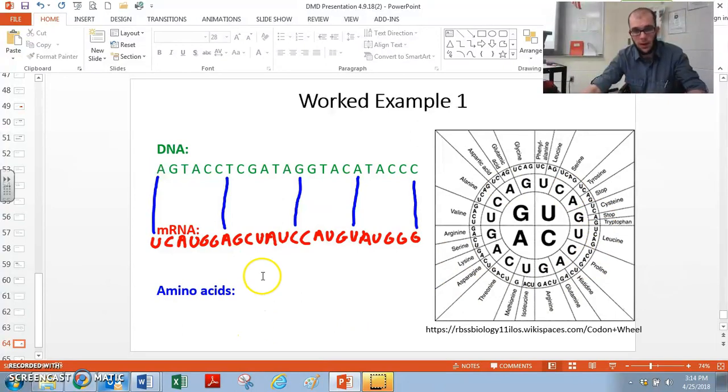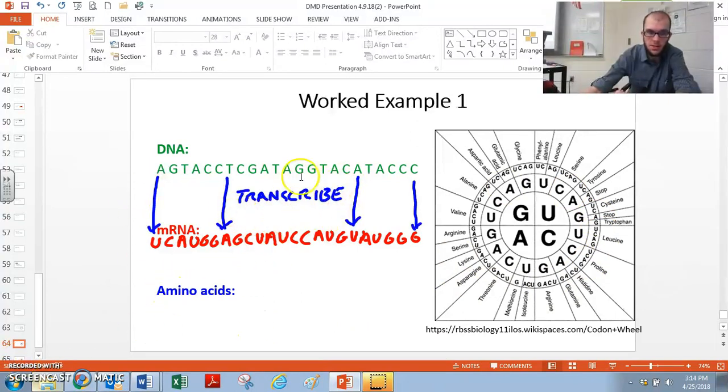So now that we've got our mRNA, we've just transcribed this. So this is called transcription. We just transcribed the DNA into RNA, okay? What we need to do now is translate it using this chart. So here's how we do it.